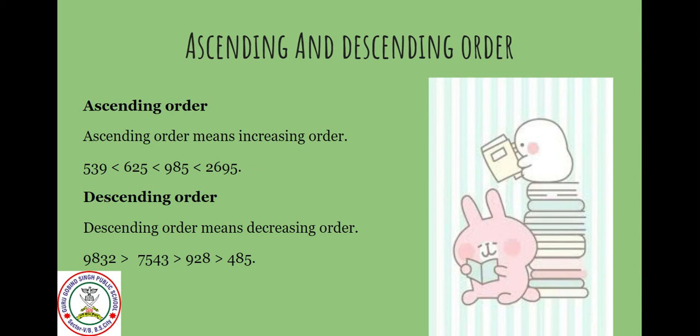Now we will start descending order. Descending order means decreasing order. To arrange a group of numbers in descending order, it will be started from largest number and end with smallest number.